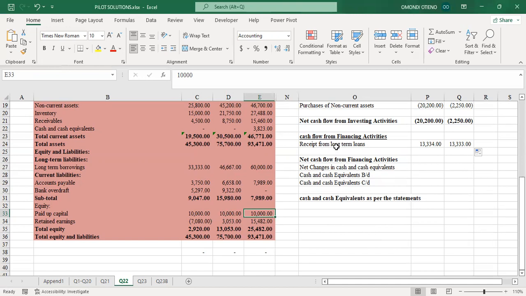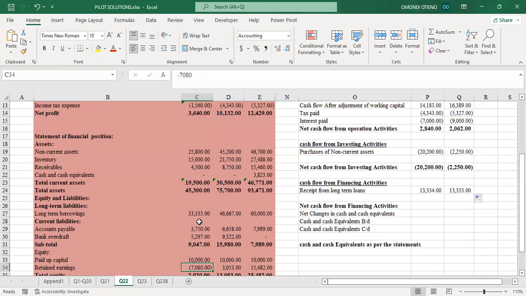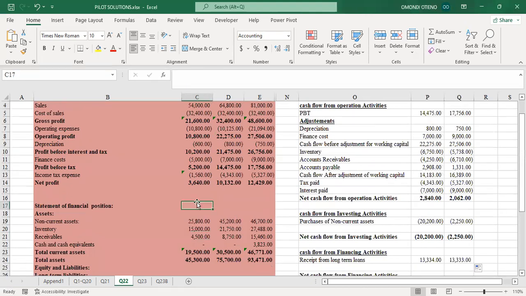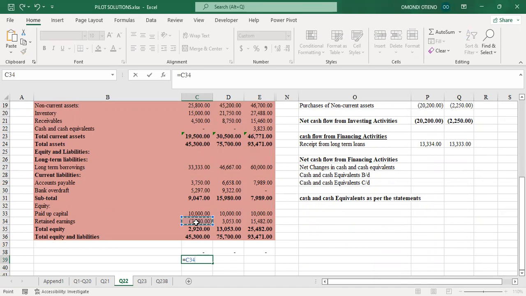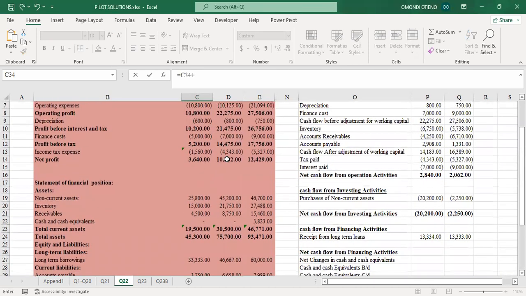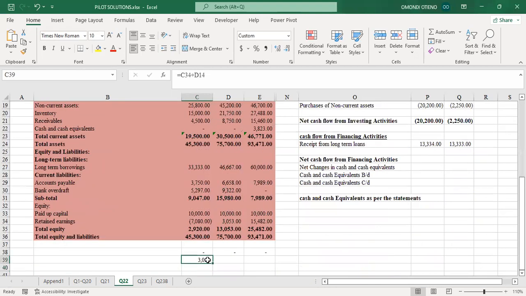Do we have dividends paid? No, we have not been told anything about dividends. But still, if it was there, we can identify that by looking at this. The retained earnings for 2020 is a loss of 7080. So we'll say that is equal to loss of 7080 plus profit for the year of 2021. What are we getting? We are getting 3052, which is the same as what we have here.